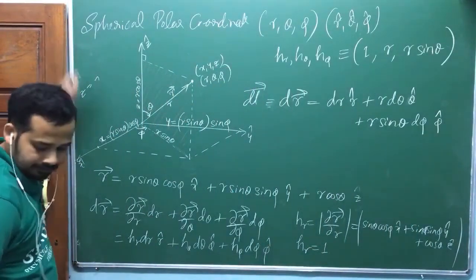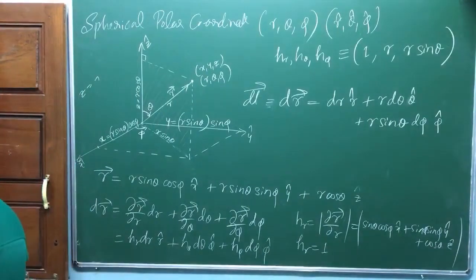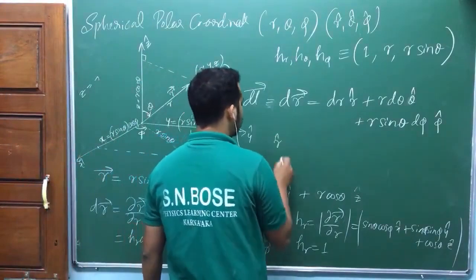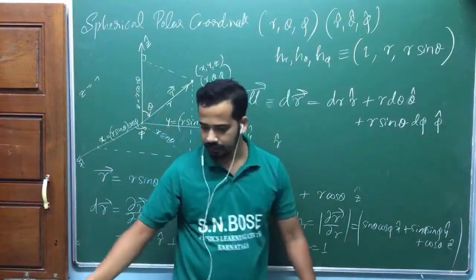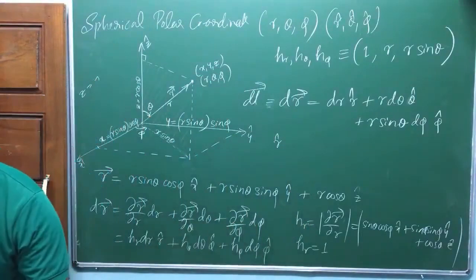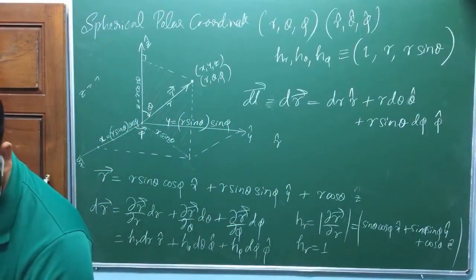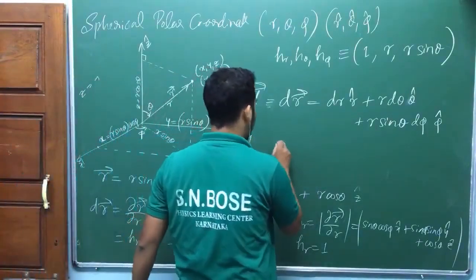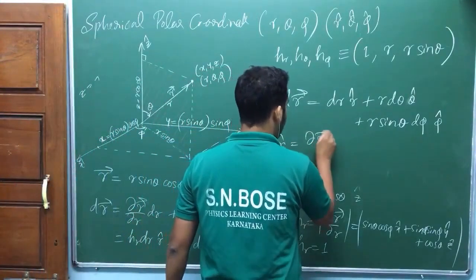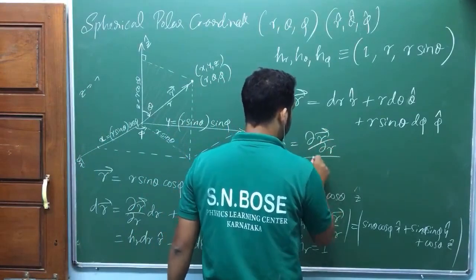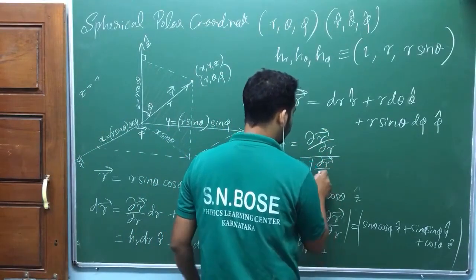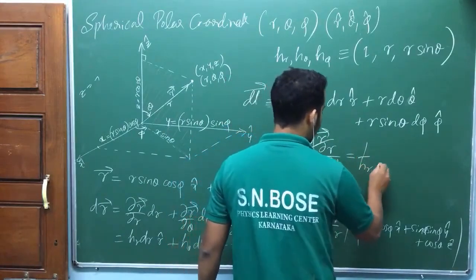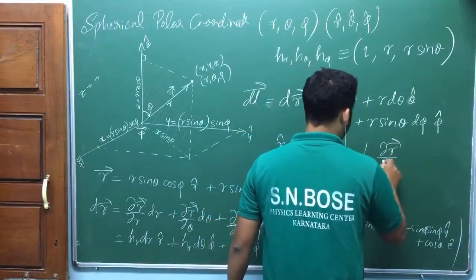Now, if you want to define r cap, theta cap, phi cap in terms of x, y, z, let me give it as homework. Express r cap, theta cap, phi cap in terms of x cap, y cap, z cap. So r cap should be defined as dou r by dou r divided by the mod of dou r by dou r. You know that the mod is 1 by h_r, isn't it? 1 by h_r times dou r by dou r.